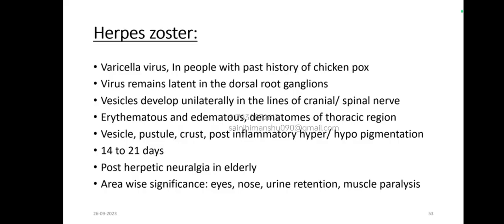But the condition is very painful, and it has a similar virus variant to chickenpox. So herpes zoster and chickenpox are interrelated, and a previous history of chickenpox can later lead to herpes zoster because the virus remains dormant in the root ganglions, especially in the spinal canal. So herpetic neuralgia is a very common presentation if it occurs in the elderly.